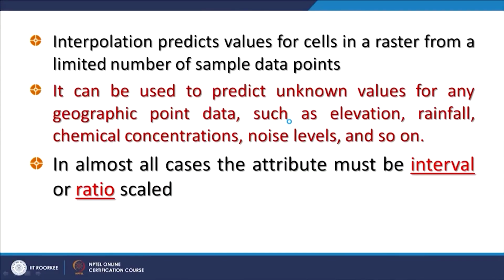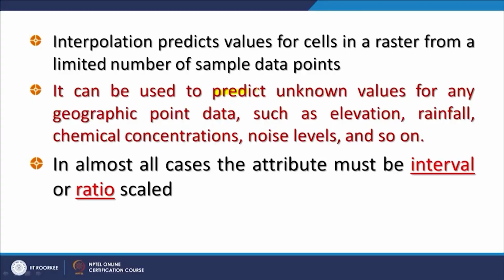Interpolation basically predicts values for cells in a raster from a limited number of sample data points. That means the input data is point data, which is a vector entity, a discrete entity, and when we create a surface using spatial interpolation, we are creating a raster. So in that way it also converts your vector to raster, and this raster surface is basically a predictive surface, and it will predict values, whether elevation or concentration, for each cell in the raster.